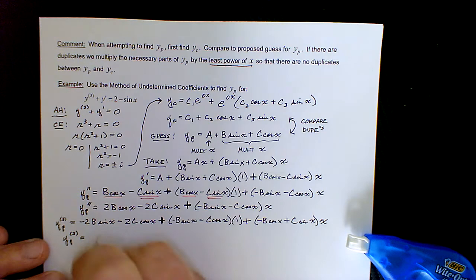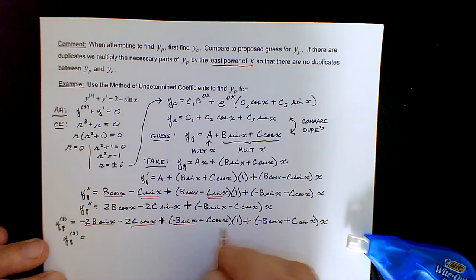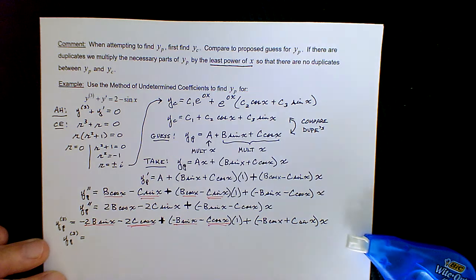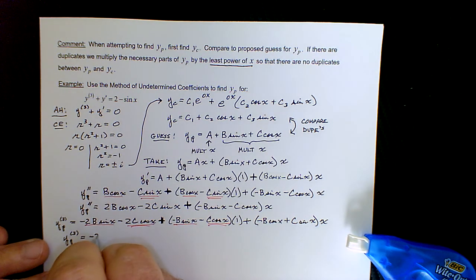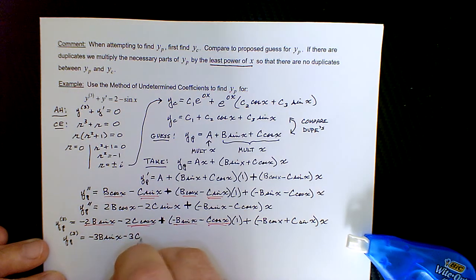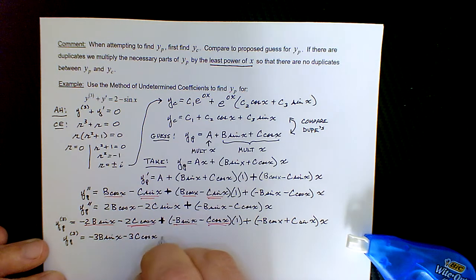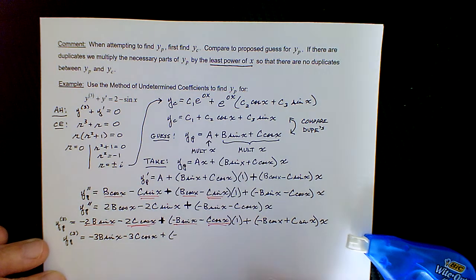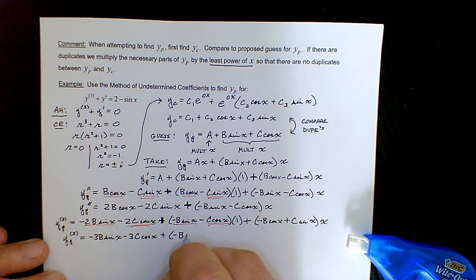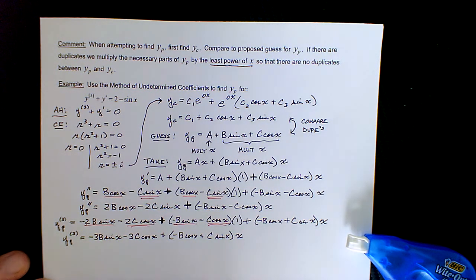And looks like we can combine again. B sines, C cosines. So we have minus 3b sine x minus 3c cosine x, and then minus b cosine x plus c sine x, all as quantity times x.